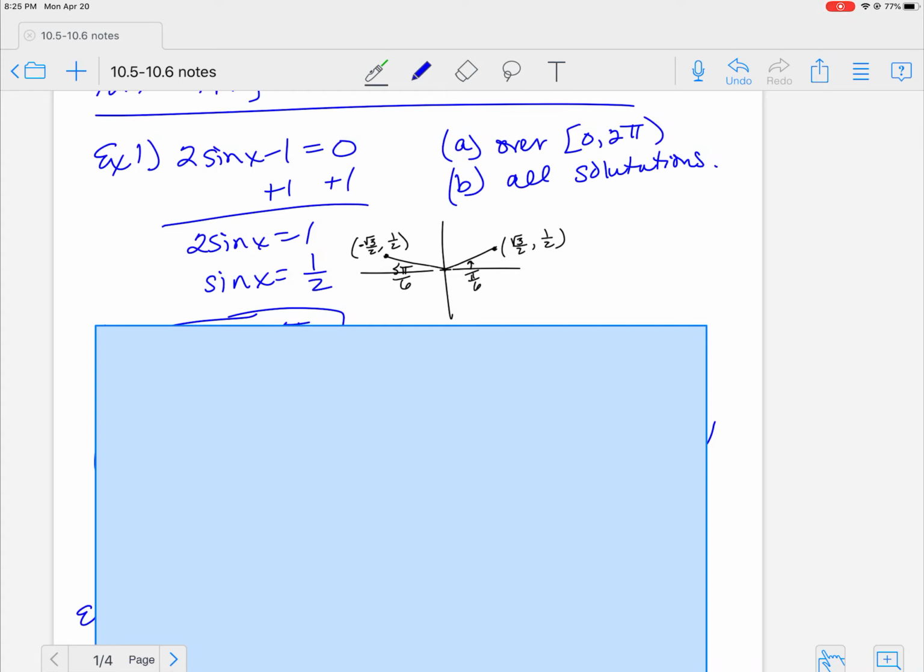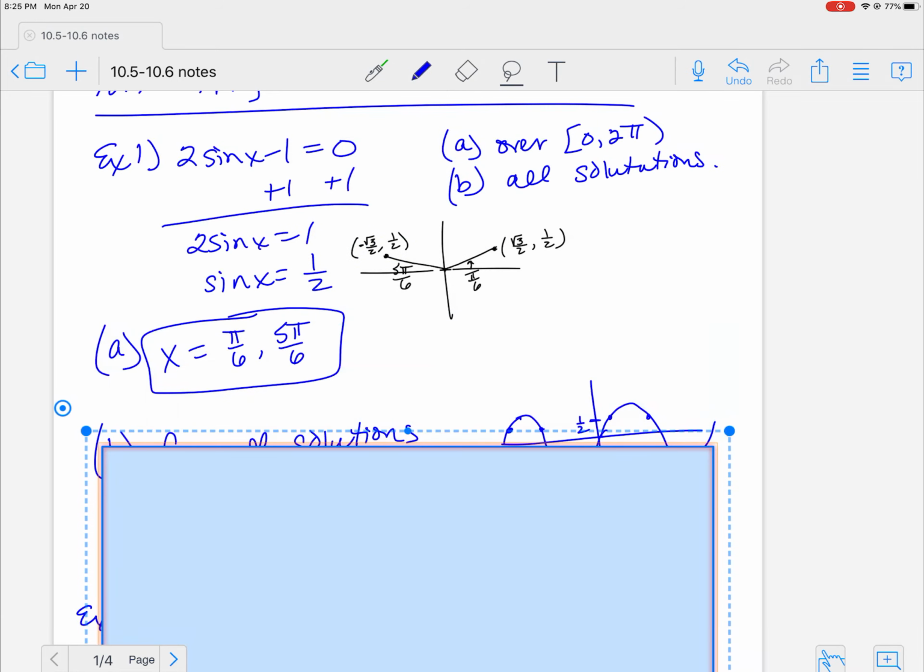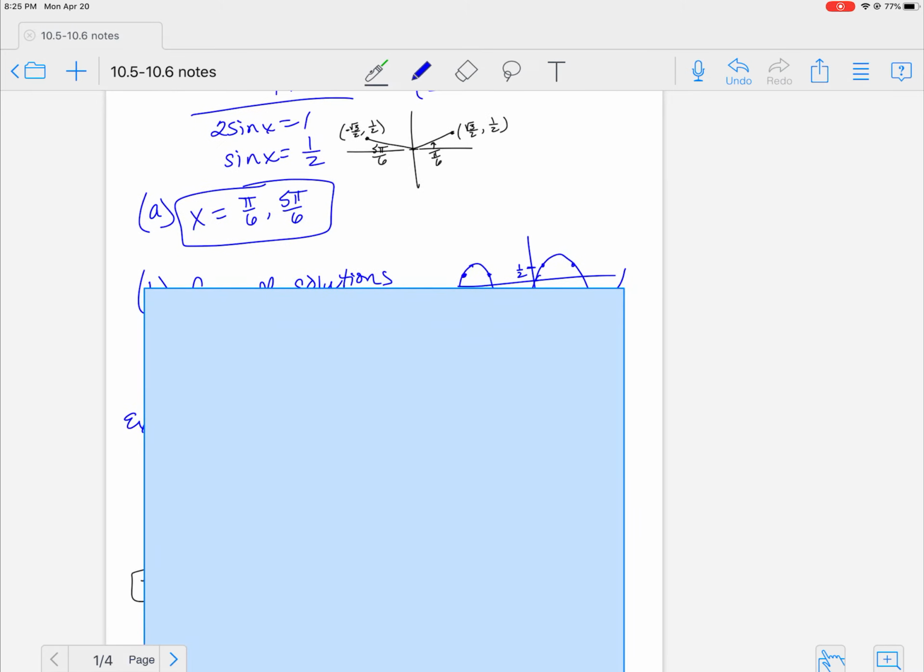Okay, so when is sine positive? That's up above, right? Because that's your y values. It's happening here in quadrant 1 and happening here in quadrant 2. And that's how I get pi over 6 and 5 pi over 6, because it's both of these values. All right. Then the question also says, what is it for all solutions?